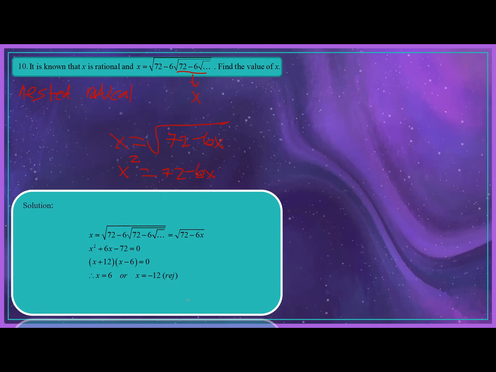Solving for x, you'll get x equals 6 and x equals negative 12. As we can see, x equals a positive number, since a square root results in a positive number. So you reject negative 12, and our answer here would be 6.